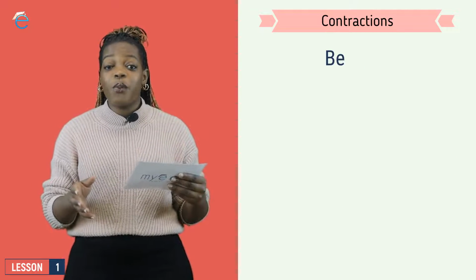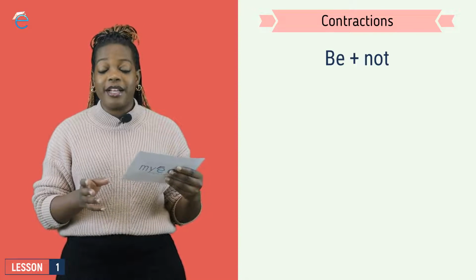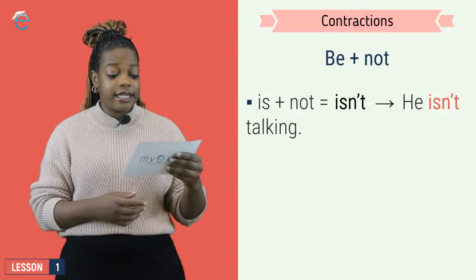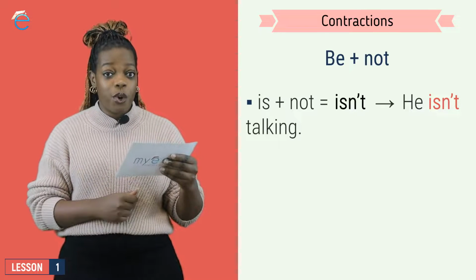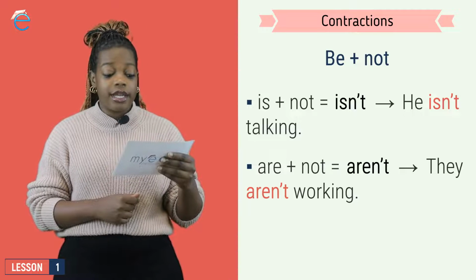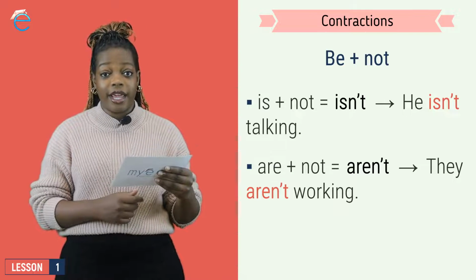And lastly, we saw be verb plus not. Is not becomes isn't. He isn't talking. Or are not becomes aren't. They aren't working.